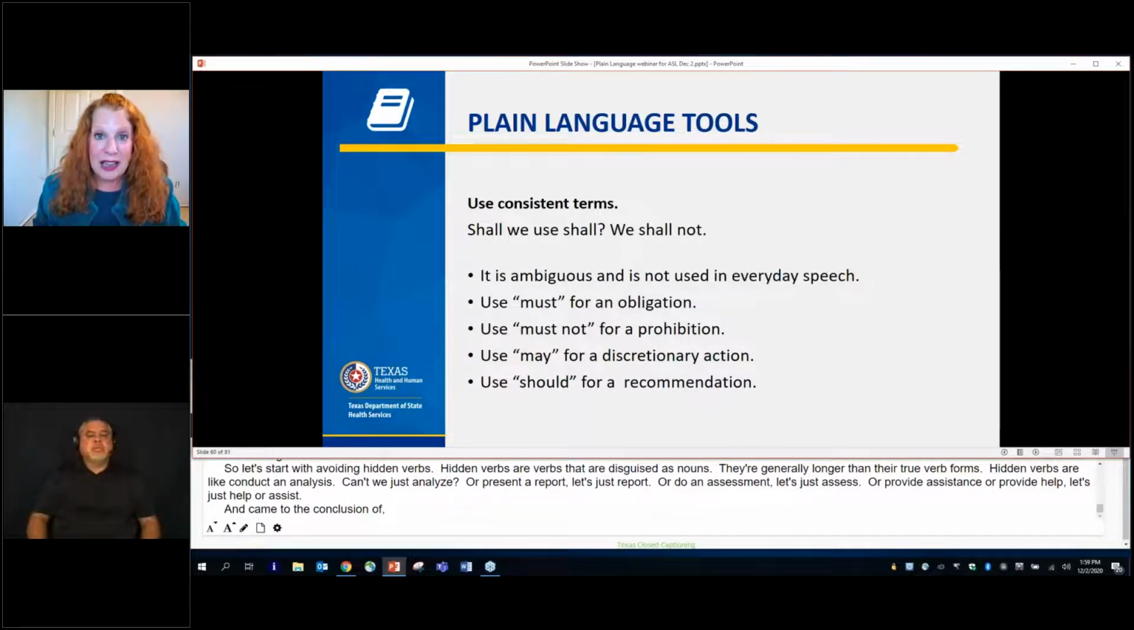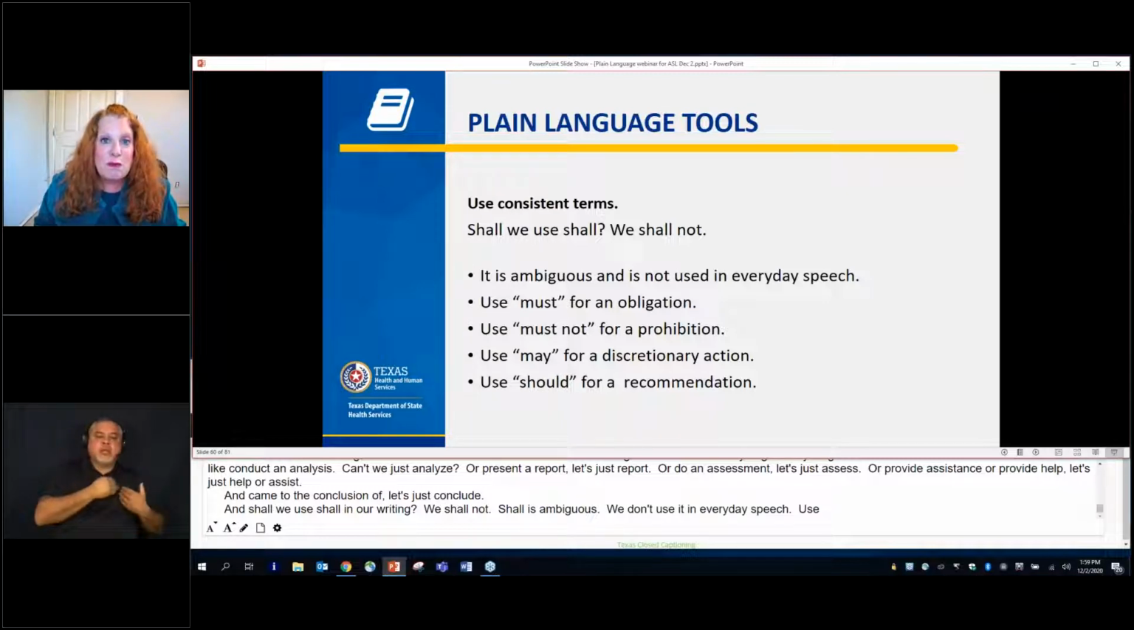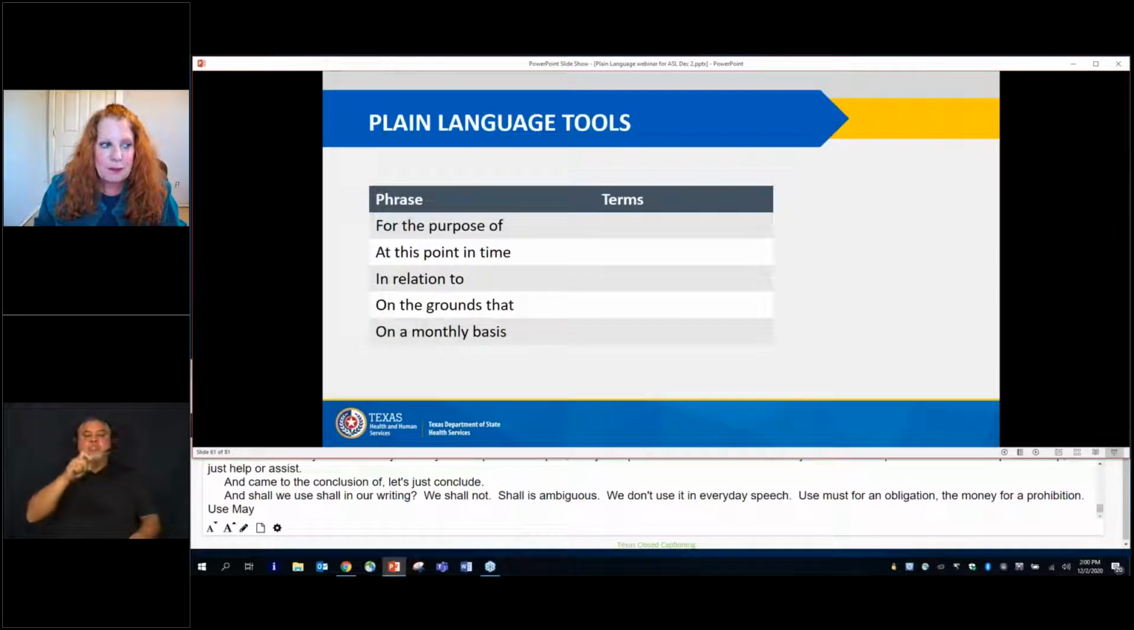And shall we use shall in our writing? We shall not. Shall is ambiguous. We don't use it in everyday speech. Use must for an obligation, must not for a prohibition. Use may for a discretionary action, and use should for a recommendation.